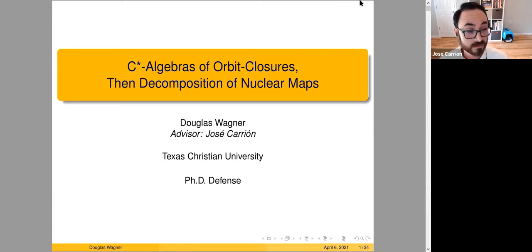The first part was this class of C-star algebras that we started looking at. And then the second part has to do with a question that I asked with a co-author in a recent paper that Douglas managed to answer. So you'll see that they're independent but related. And I'll leave it at that and let Douglas tell you the rest.